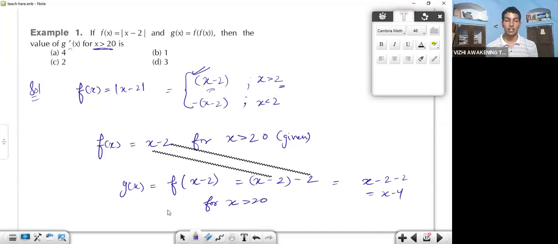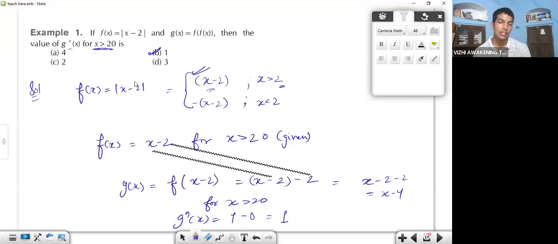Now let us differentiate z of x. Unmute yourself and say, what will be the differentiation of x minus 4? Differentiation of x will be 1. Differentiation of 4, that is a constant, is 0. That's why minus 0. So it is 1. The answer will be B.